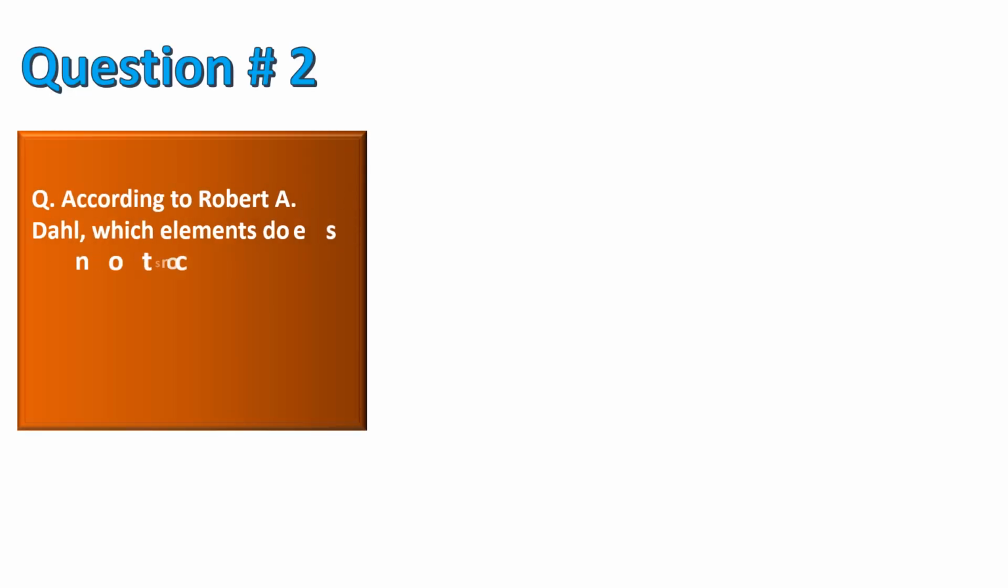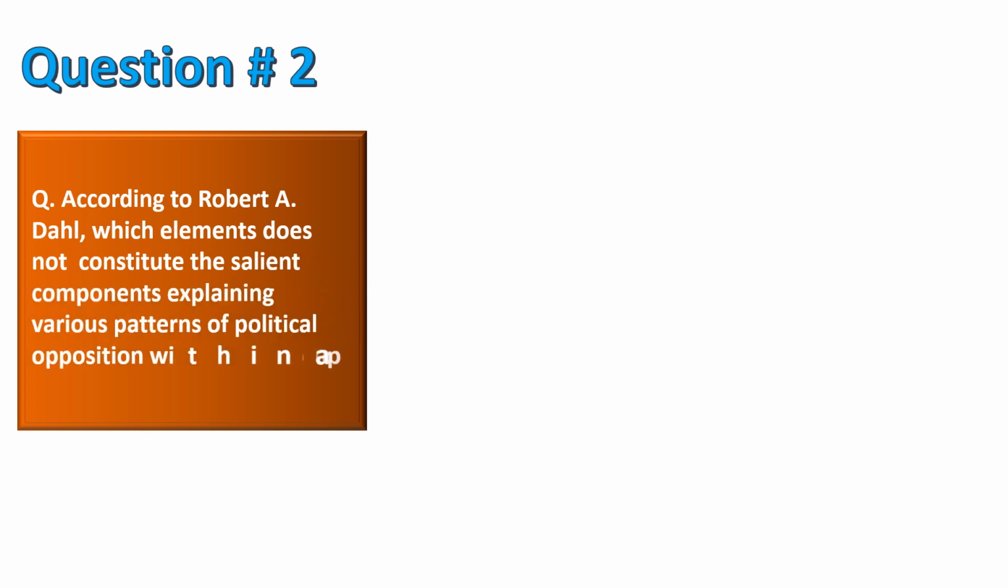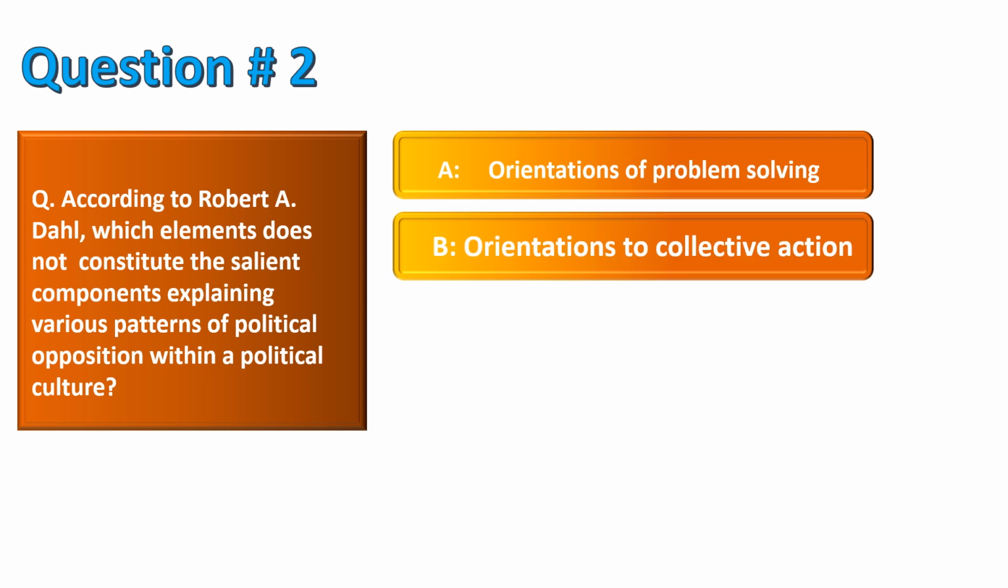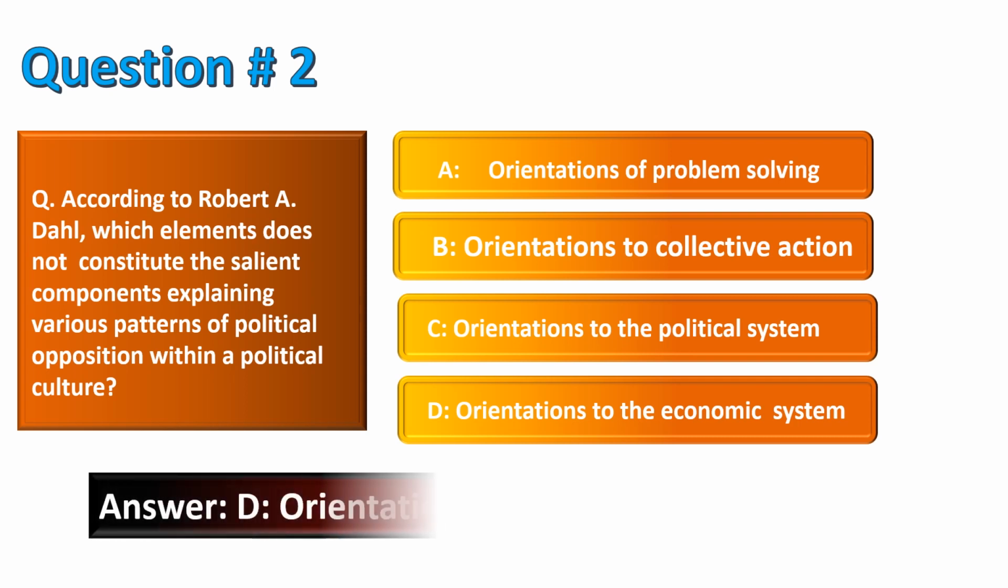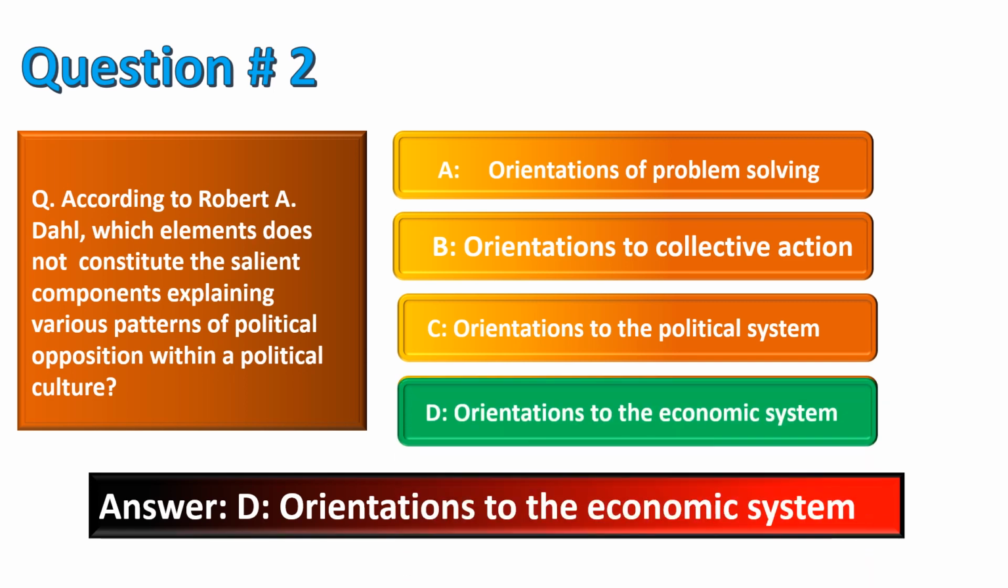According to Robert et al., which element does not constitute the salient components explaining various patterns of political opposition within a political culture? Orientation of problem solving, orientations to collective action, orientation to the political system, orientations to the economic system. The correct option is option D, orientations to the economic system.